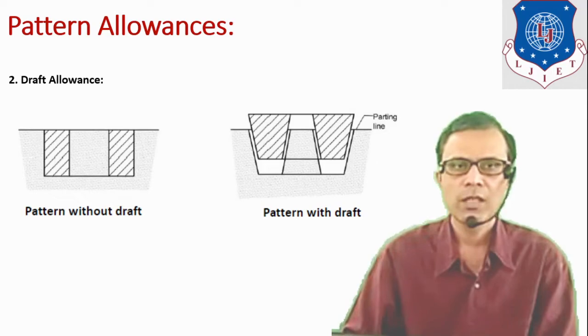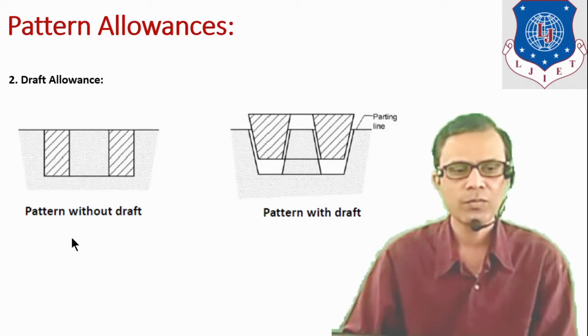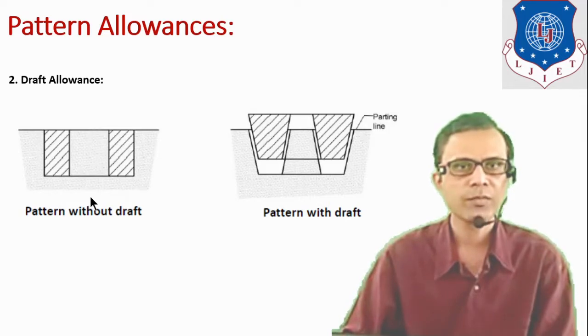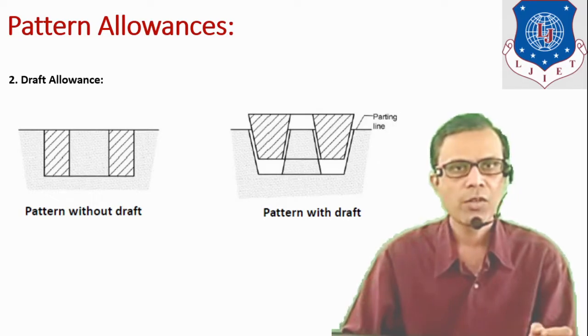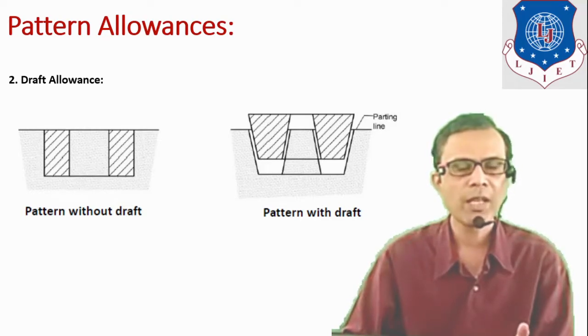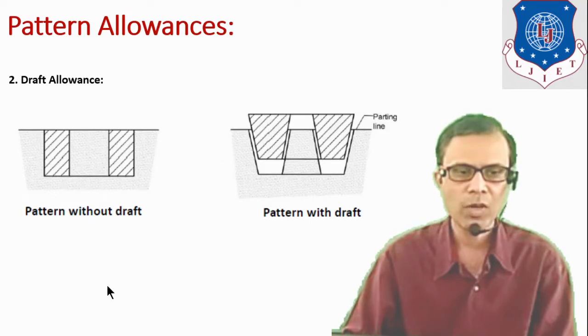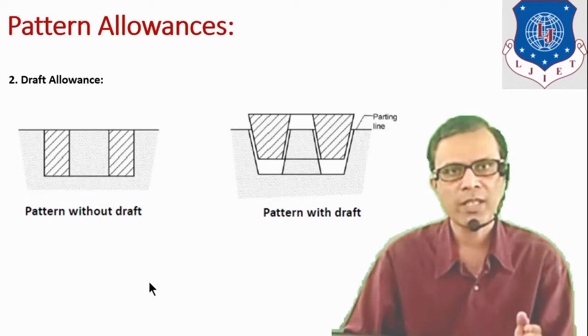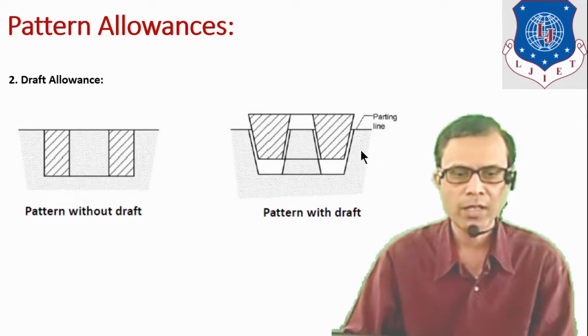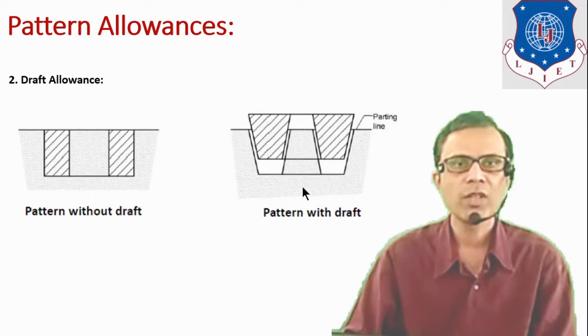Next allowance is the draft allowance. This diagram shows the pattern without draft. After solidification, it is necessary to remove the pattern from the mold in such a way that it may not damage the mold cavity. So for that easy removal, draft or taper can be provided on the surface. Here you can see a pattern with draft.